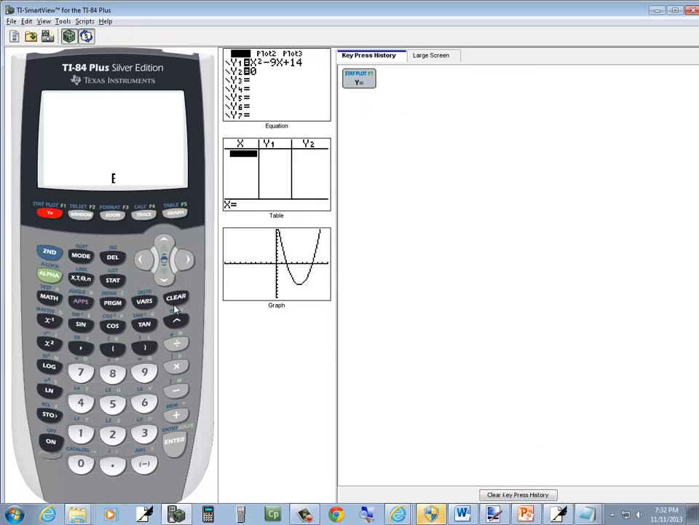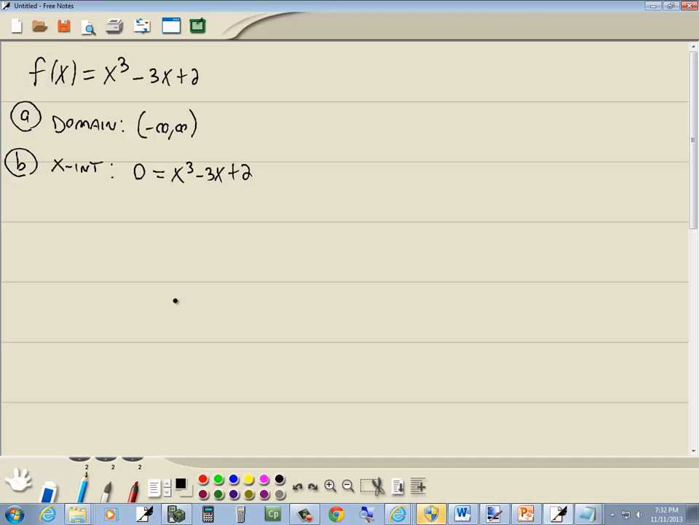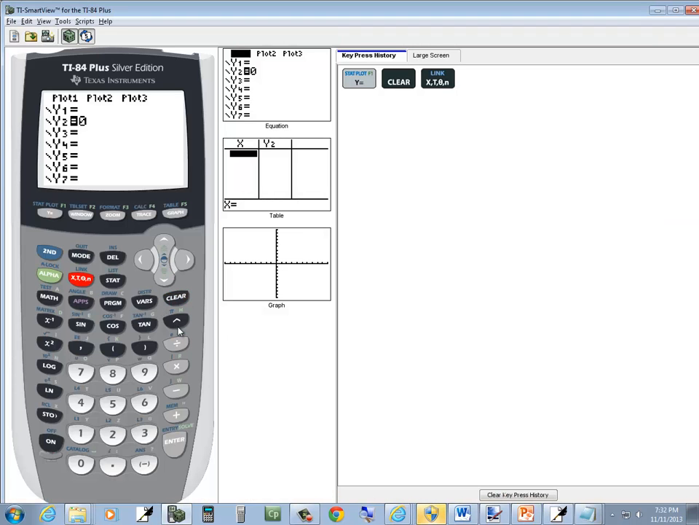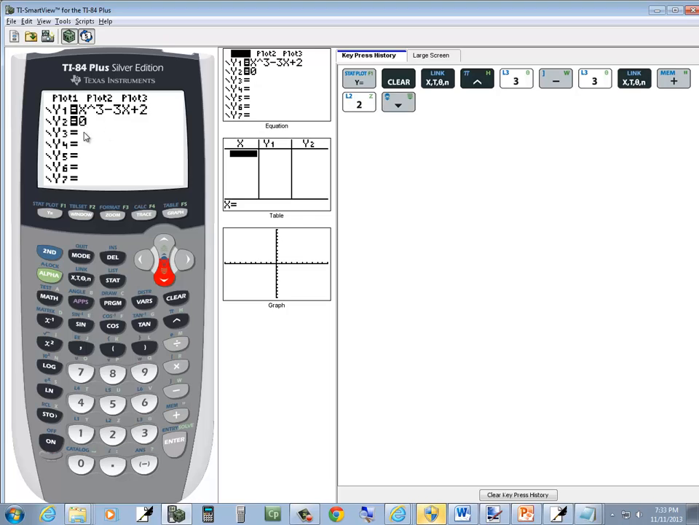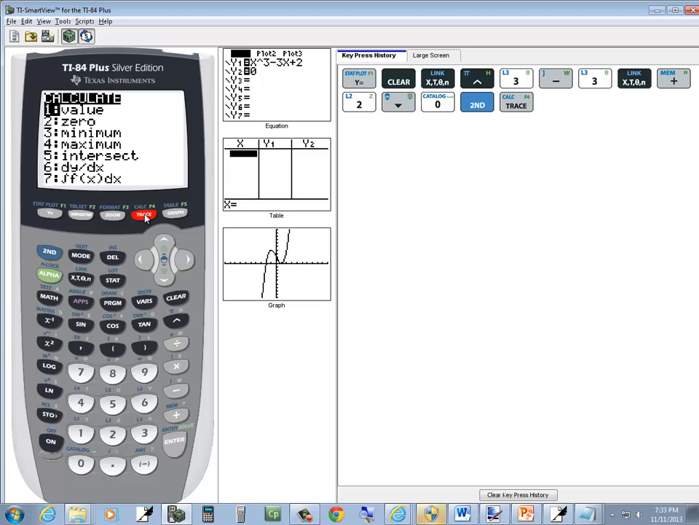So I go to y equals, clear. And we've got x to the third, so I'll do x caret 3 minus 3x plus 2. And I have to have 0 on y2, so I'll down arrow, and if you don't have 0 here, put a 0 there. I had 0, but now I'll do second trace, choose intersect.